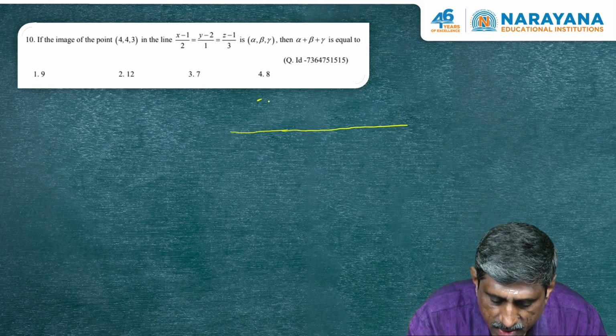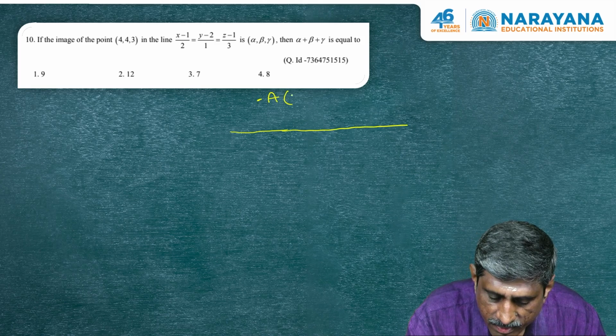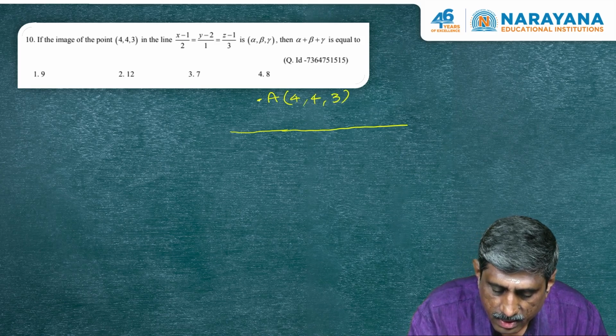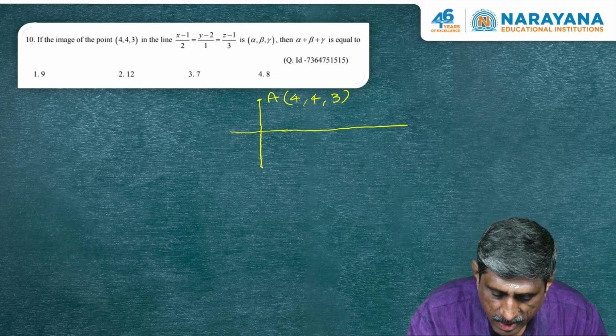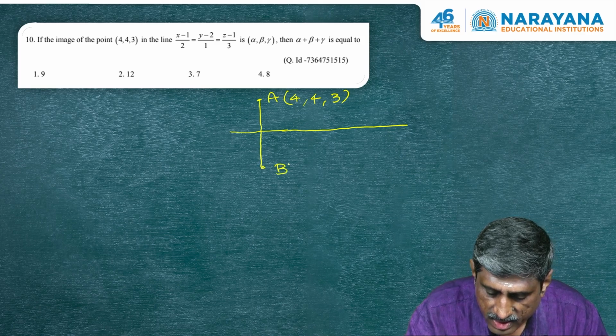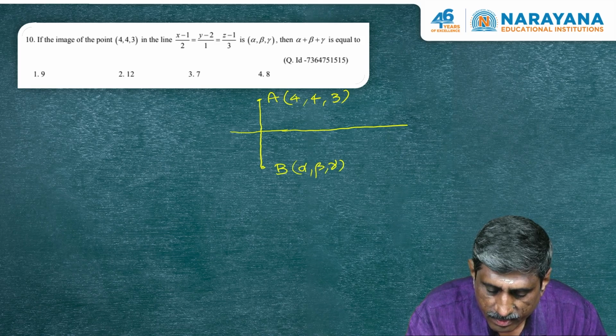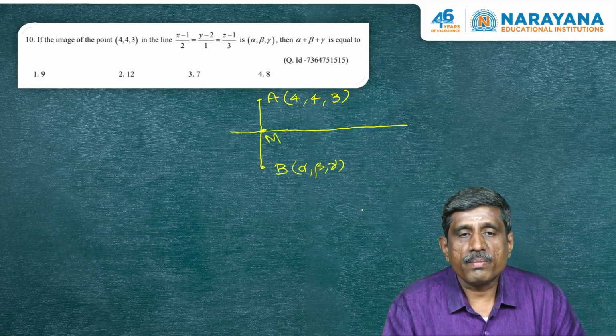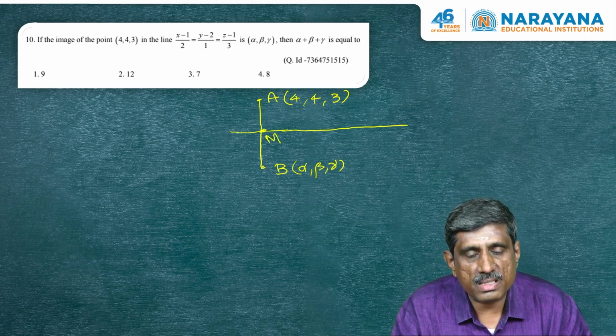So, let us say this is the point capital A, which is (4, 4, 3), and here we have the image B, which is (α, β, γ), we have to find out, and this is the midpoint, and the point M is the midpoint of AB, which lies on the straight line.